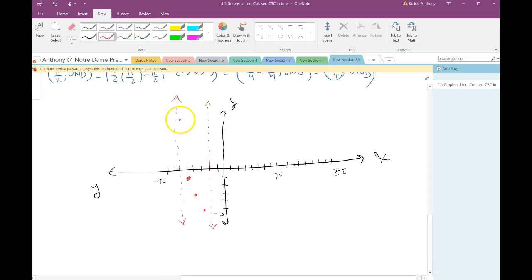So to connect them, my general shape for the graph of a tangent is kind of like this. Notice that my graph doesn't cross these dotted lines. These dotted lines are examples of something called a vertical asymptote. Hopefully you remember from your algebra class last year when we talked about rational functions, we also talked about vertical asymptotes.